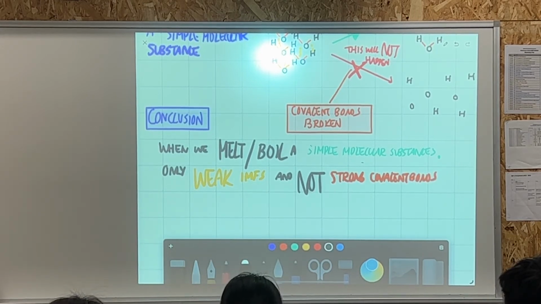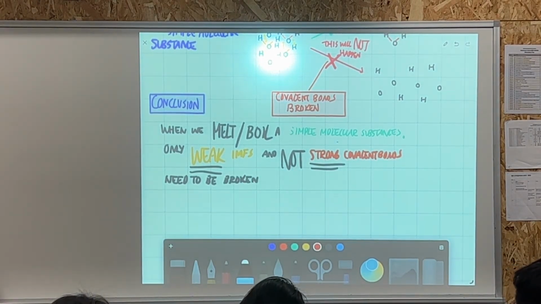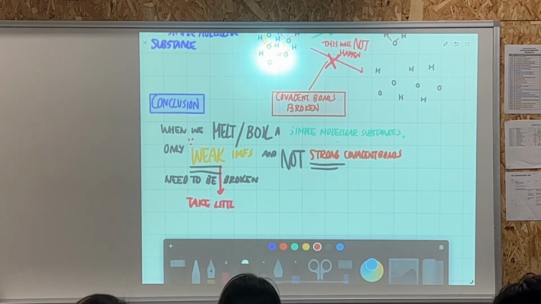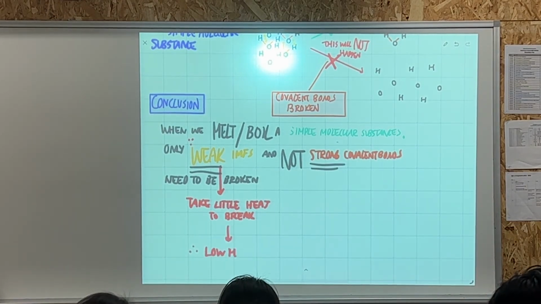As such, does it take a lot of energy or just very little energy to melt all simple molecular substances as a whole? Little, because these are weak. That's what weak means. You don't need much force, you don't need much heat to break them, since no strong covalent bonds need to be broken. So the next point we'll add is, because these are weak, it will take little heat to break, resulting in them having low melting and boiling points. Makes sense, right?